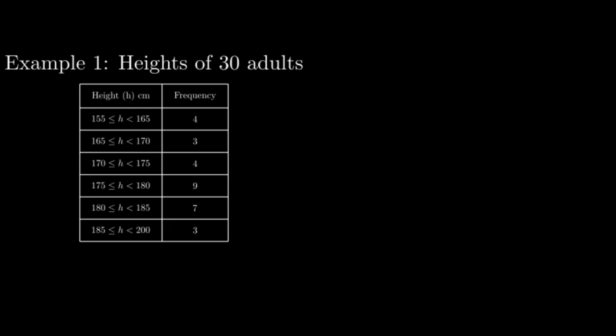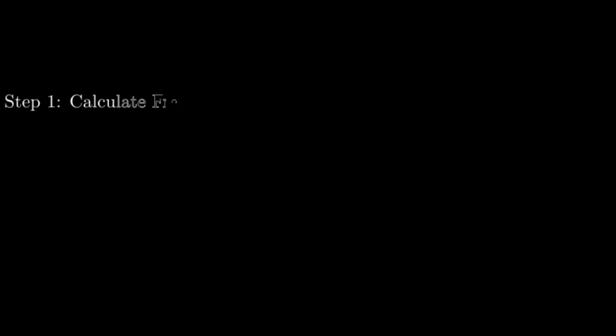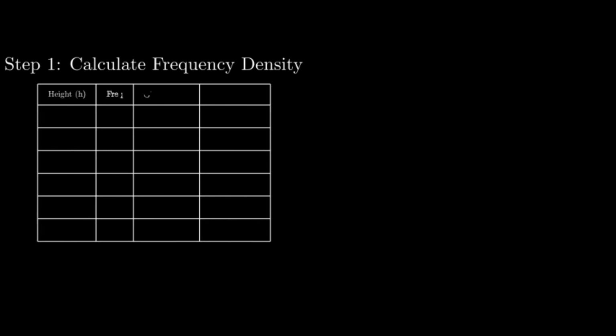This is why frequency density is so important. It standardizes the frequency so we can compare them visually, even with different class widths. First, we add columns for class width and frequency density to our table. For the first class, the width is 165 minus 155, which is 10. The frequency density is 4 divided by 10, which is 0.4.